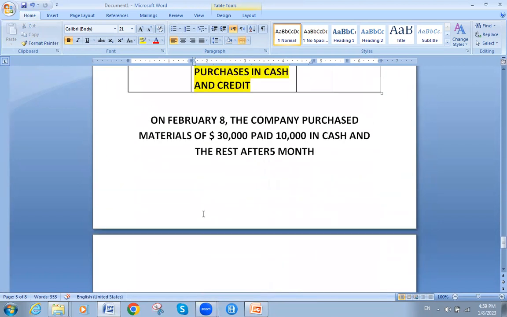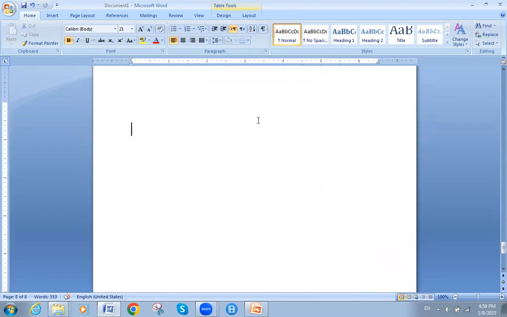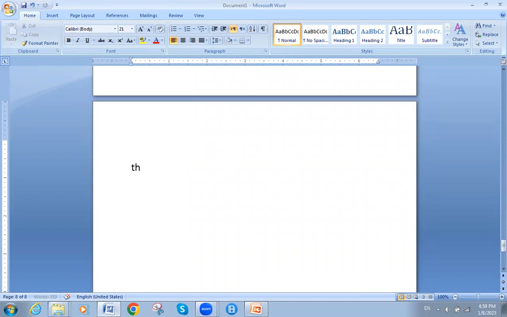We know also if I purchase some of my needs in cash, and some of them I will pay later, the transaction will be from purchases into cash and account payable. Purchases will be debit, cash and account payable will be credit. Today we will talk about the second part, which is the sales transactions.